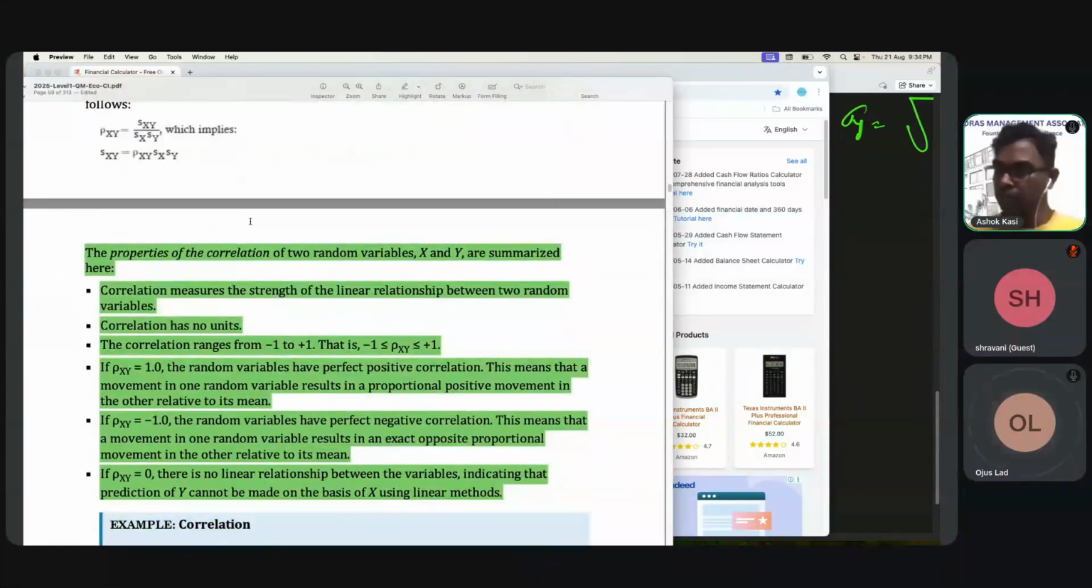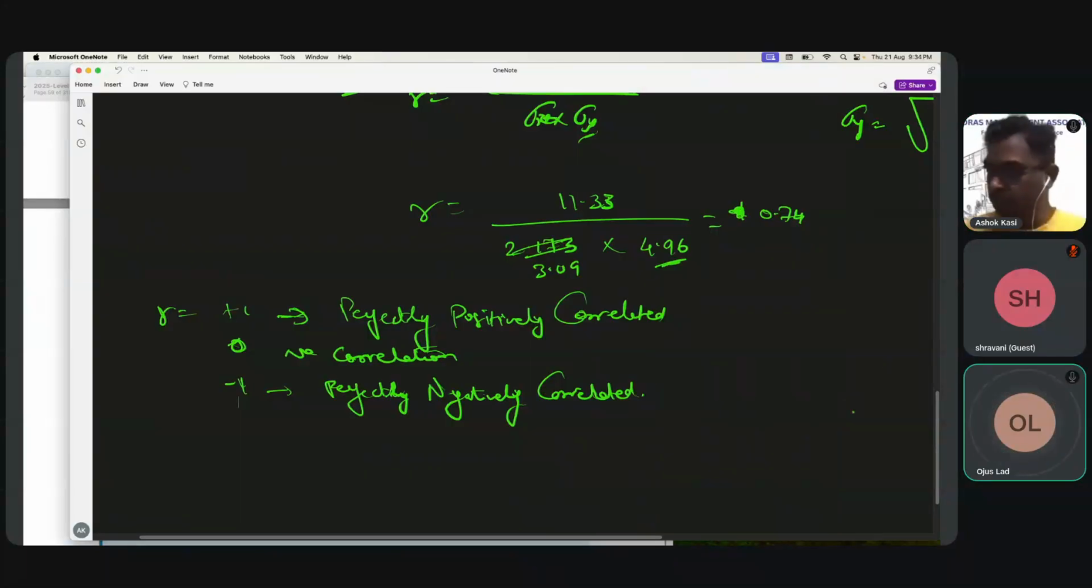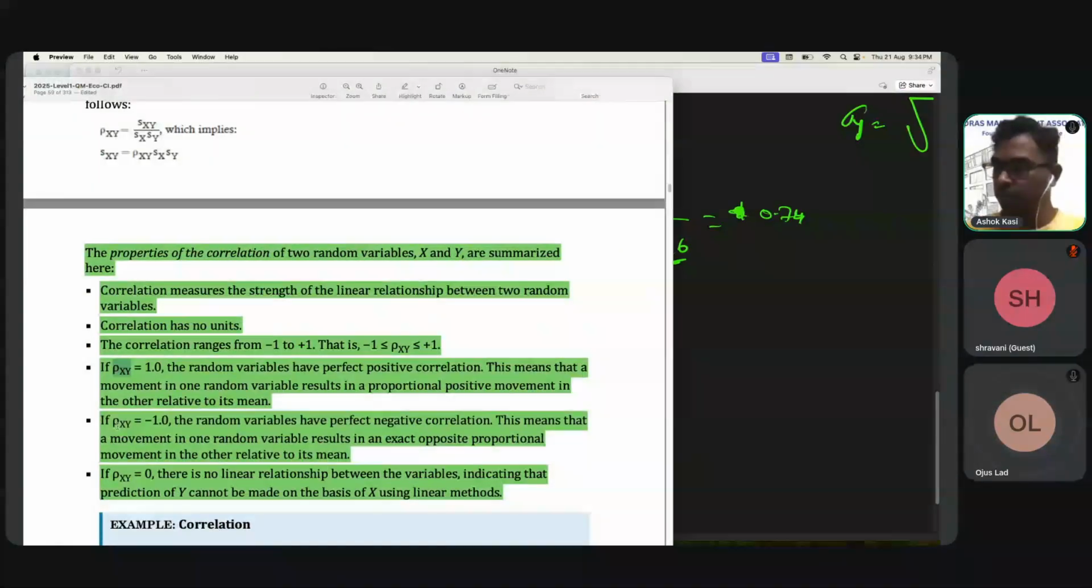So this is the notation, okay? They are writing like this, PXY. But you can write like this as well. P x comma y. That means correlation between x and y. Okay, but you think of this as R, correlation R.